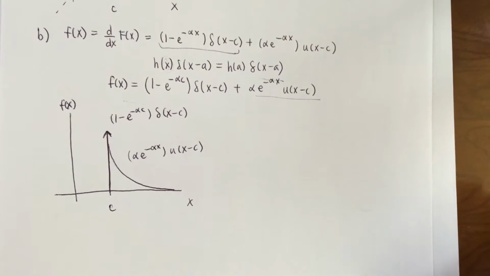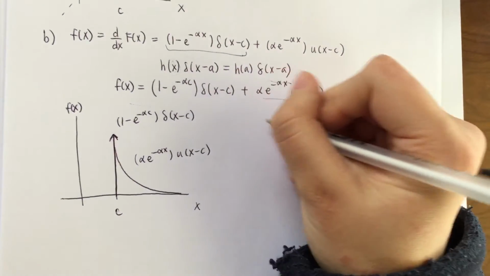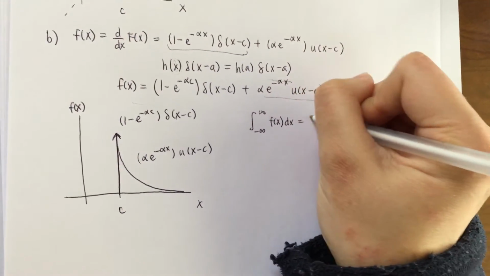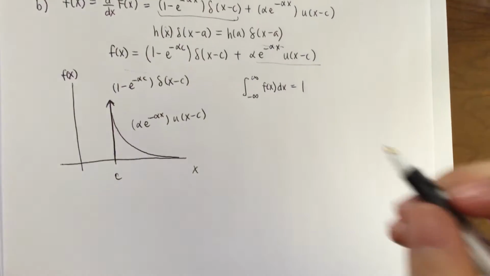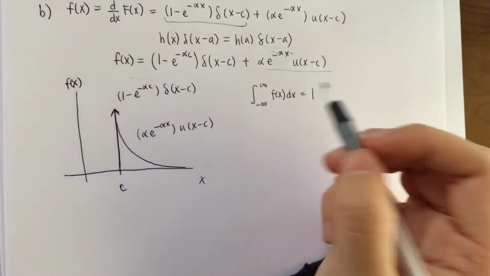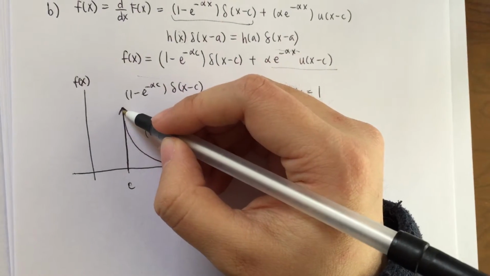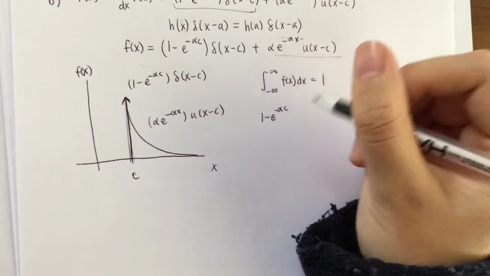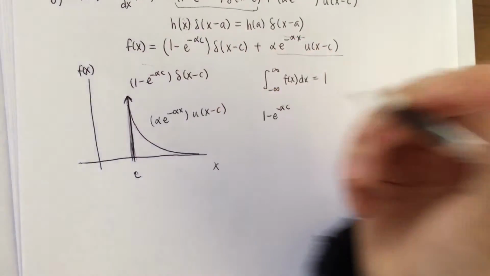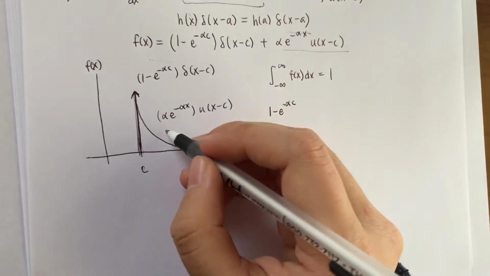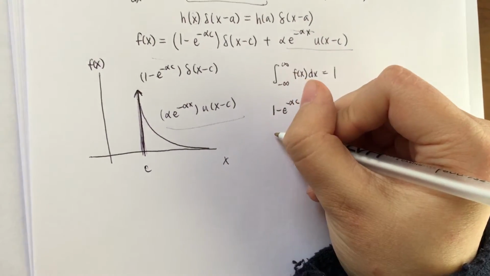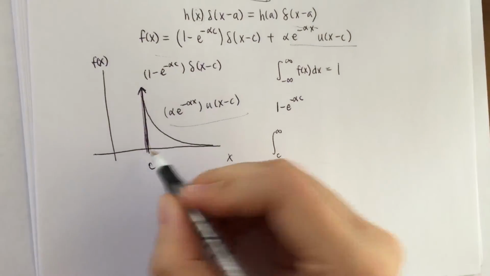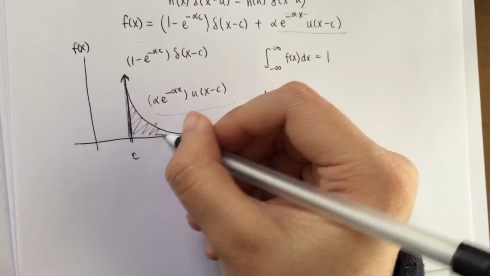And we want to prove that this is a valid density function. To find that, we have to take the integral of this density function, and it has to equal 1. So we can do this in two parts again. Looking at the impulse delta function, we know that the area of this is just 1 minus e to the negative alpha c, this line. And then when we look at this part, we take the integral from c to infinity because it's shifted by c, to find the area under here.